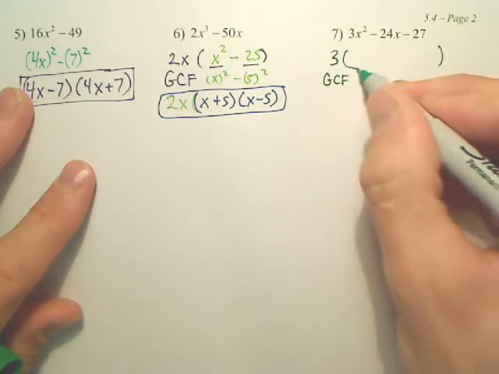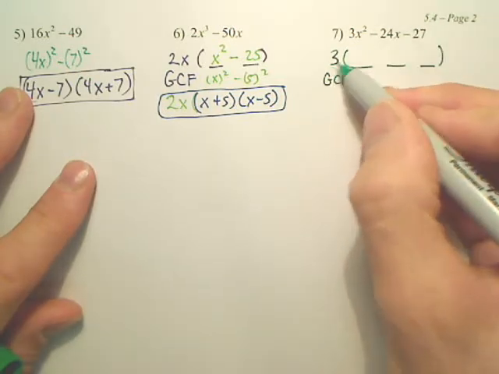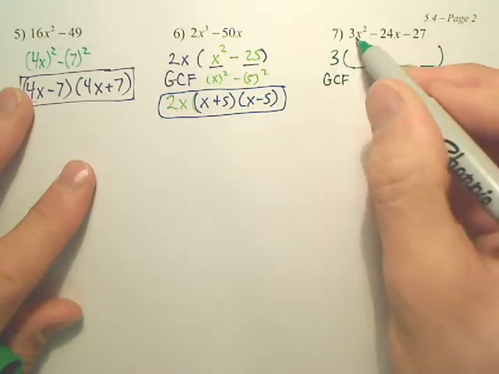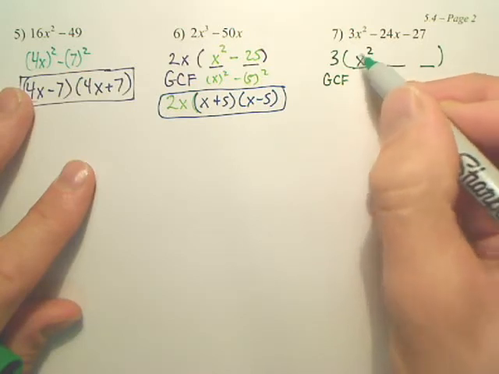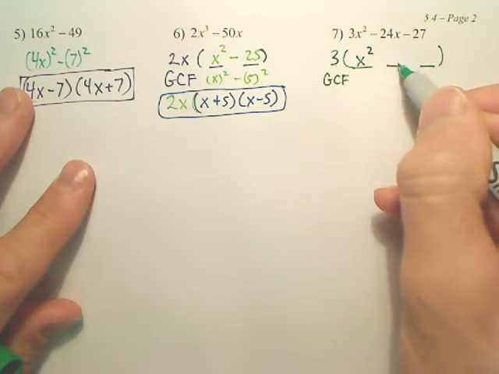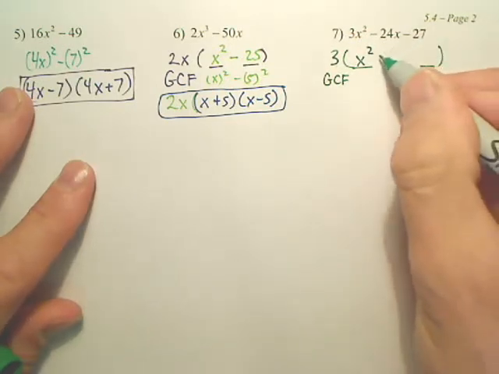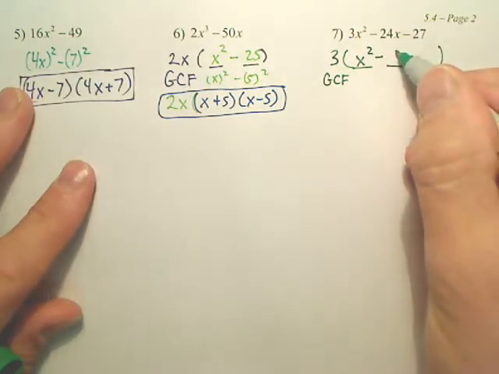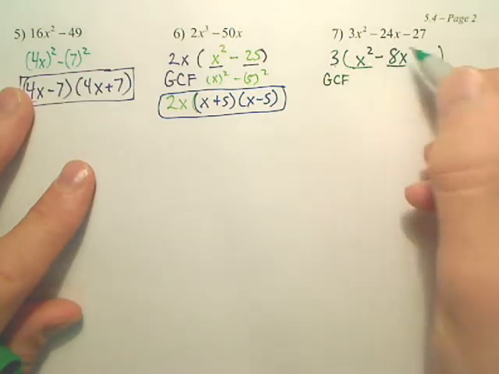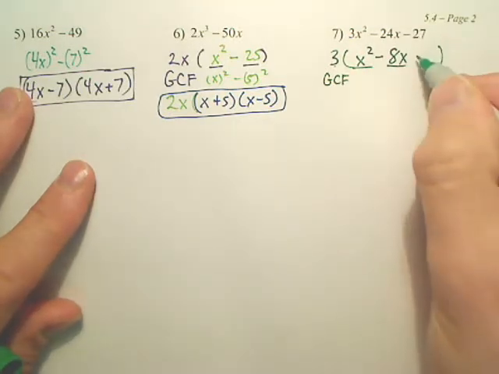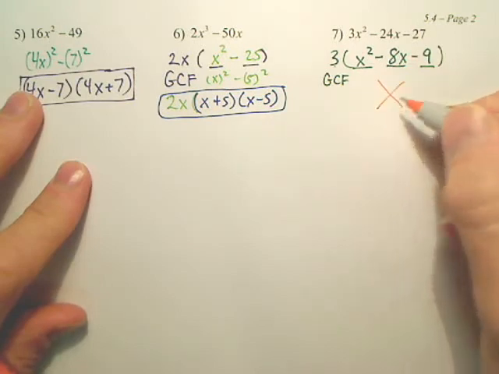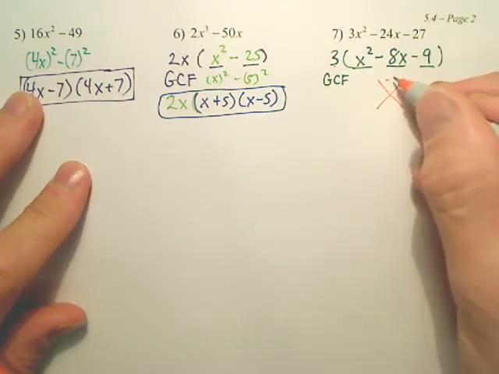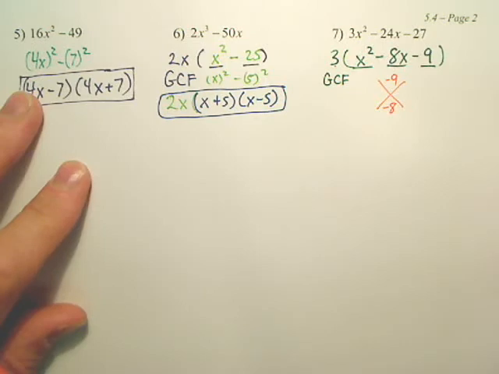And when I pull out my GCF, it's a 3. 3 times what is 3x squared? 3 times x squared is 3x squared. 3 times what is negative 24x? That'd be negative 8x. 3 times what is negative 27? Okay. Alright. Can what's left over still factor? Well, the negative 9 is on top, the negative 8 is on the bottom.